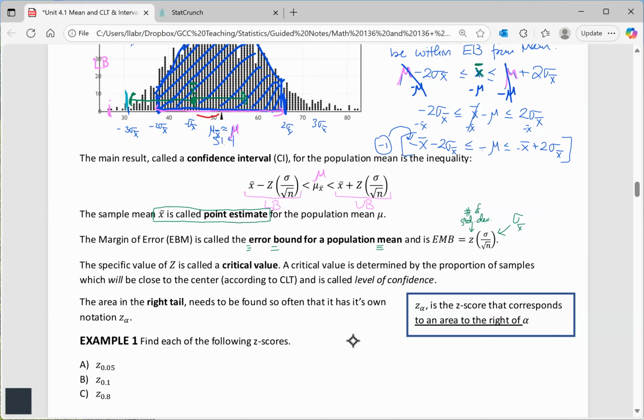All right, that's pretty much it. All of this depends on the number of standard deviations.